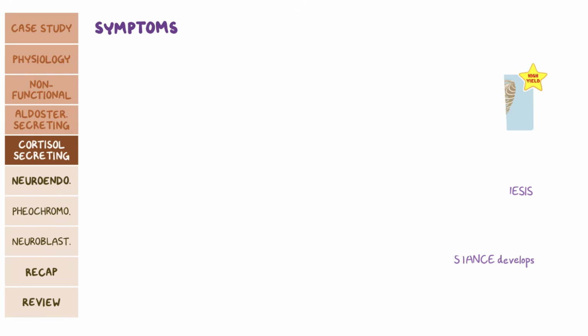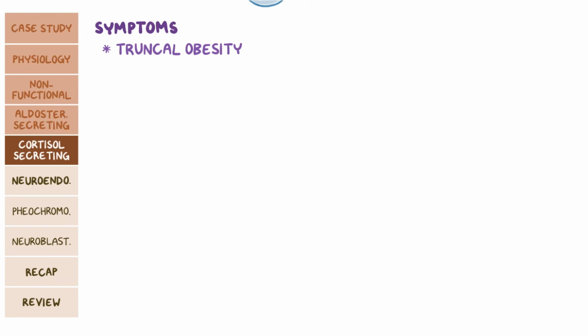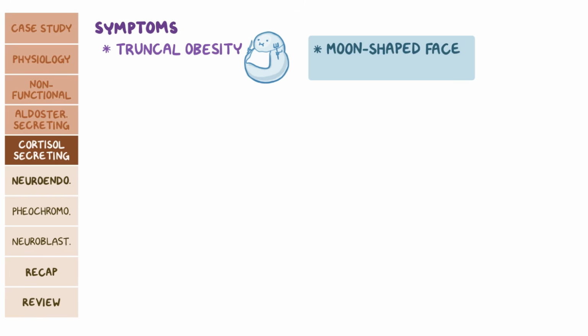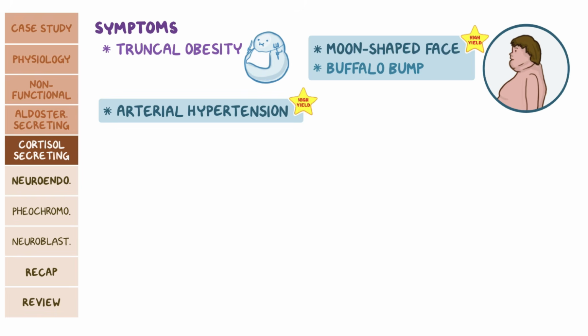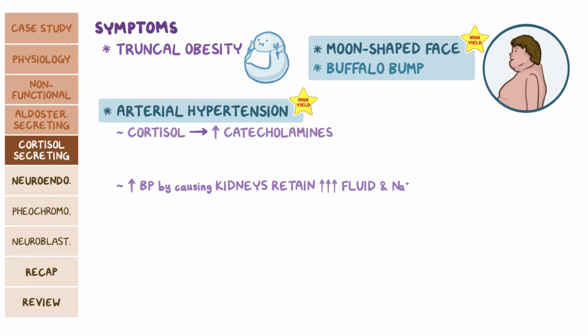Cortisol also increases appetite, which can lead to weight gain, which can manifest as truncal obesity. But there's also fat redistribution to the cheeks, resulting in a round, moon-shaped face, and to the back of the neck, causing buffalo hump. Cushing syndrome can also lead to arterial hypertension. That's because cortisol can amplify the effect of catecholamines on blood vessels. Cortisol is also a weak agonist for mineralocorticoid receptors, so it can increase blood pressure by causing the kidneys to retain more fluid and sodium.